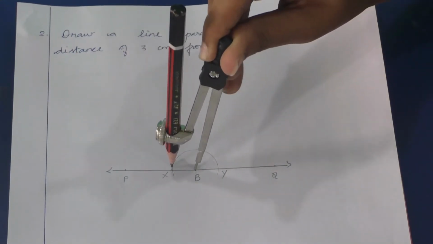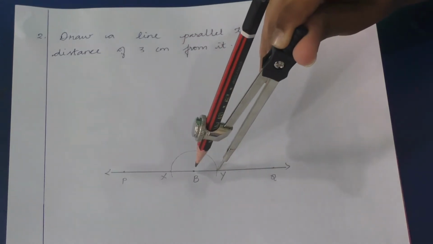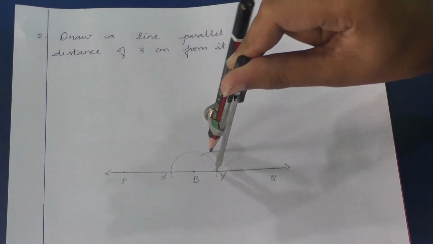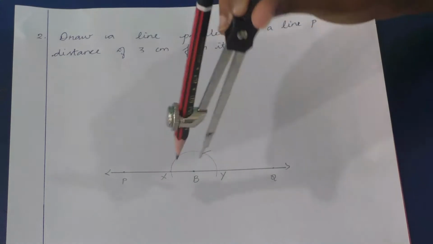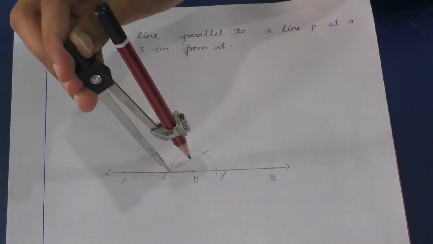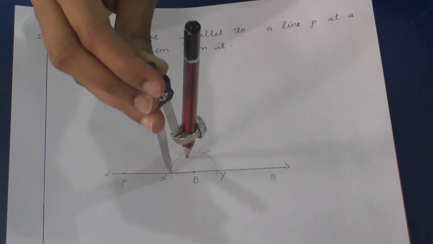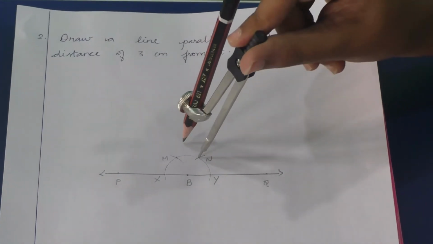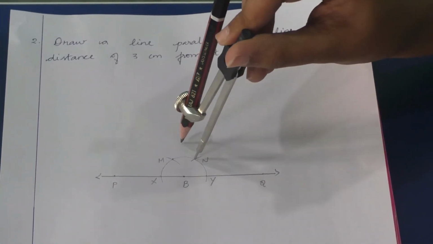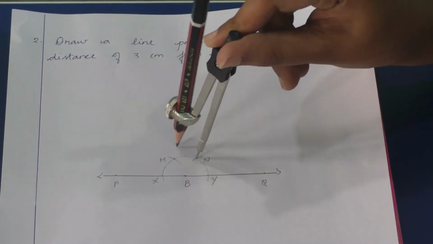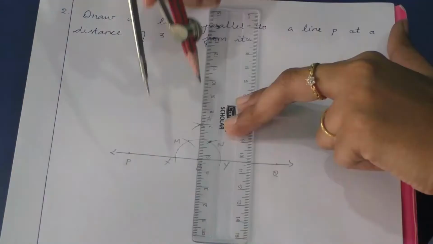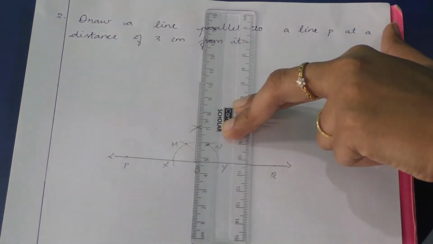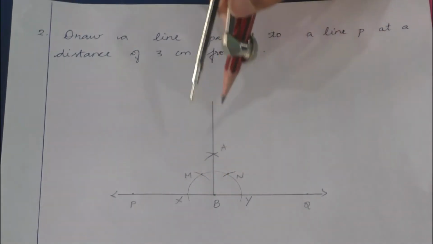So children, with the same radius, keep the tip on Y and draw an arc here and name it as N, and keep the tip here on X and draw one arc and name it as M. With M and N as centers, draw an arc here with the same radius. Mark this point as A and join BA. Okay. So now we have drawn one perpendicular here.